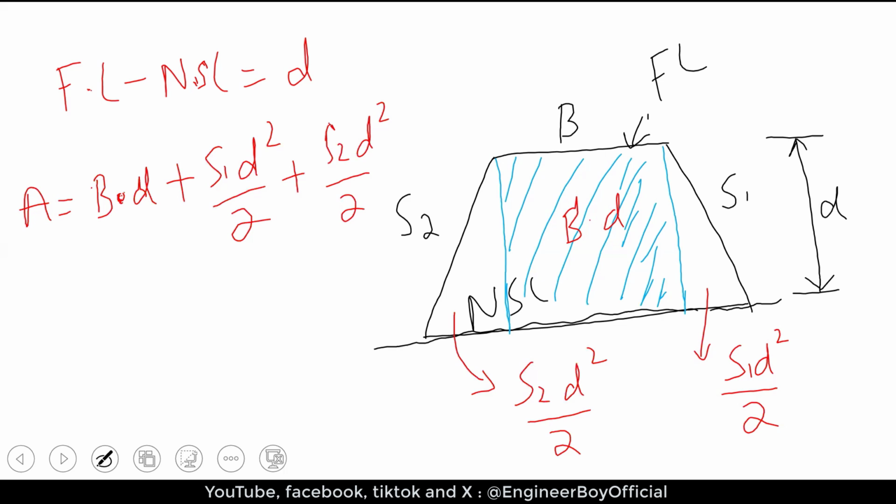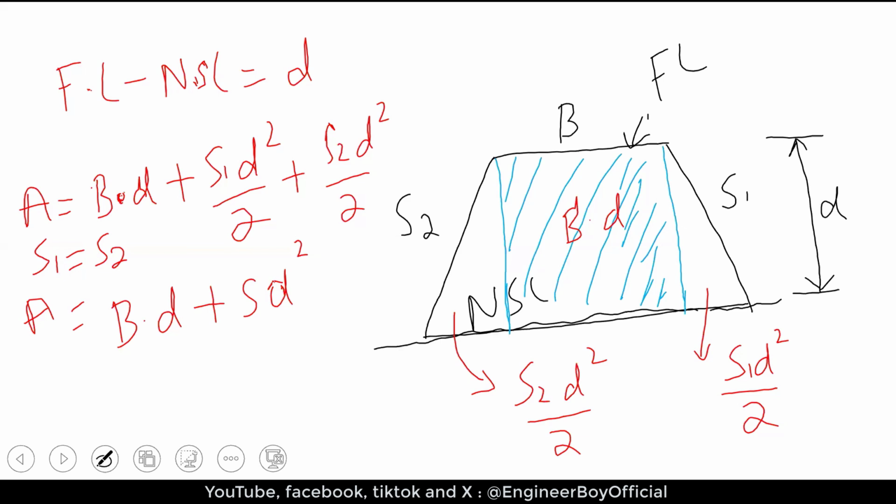That's very simple. Now, there is one another thing. If S1 is equal to S2, then we can simplify this a little bit more, and the area can be BD plus S D square only. So these are the formulas which may be required and needed in the calculation of cutting and fill.